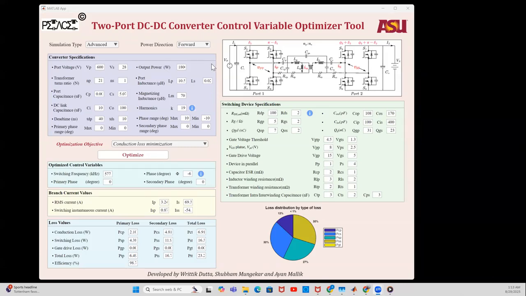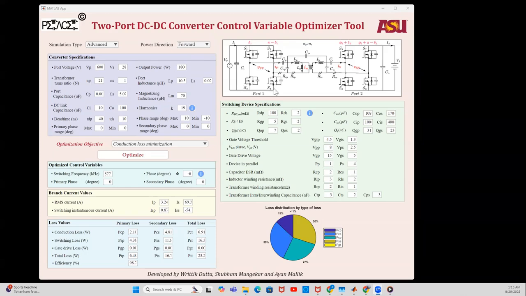Hello everyone. Today we'll talk about a two-port DC-DC converter control variable optimizer tool, which has been developed by Writtik and Shubham, under the guidance of Professor Mallik at Arizona State University. So let's get down to it. First, we'll talk about the circuit diagram.